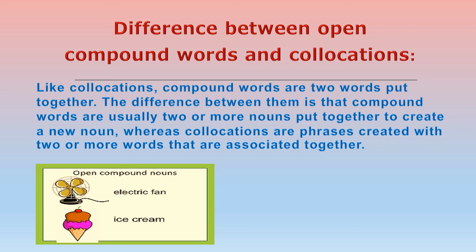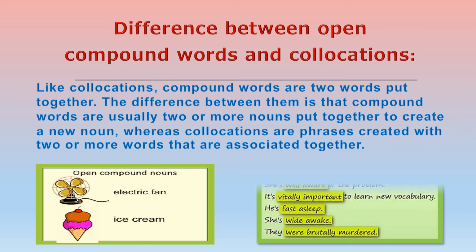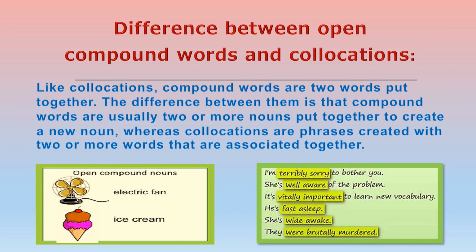Examples of compound nouns are electric fan, ice cream. Collocations would be I am terribly sorry, well aware, fast asleep, wide awake. Now fast asleep, wide awake, these are not things that make new things. They are not new words that are formed. They are just words that go one behind the other.